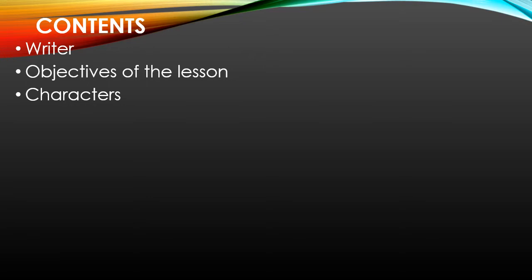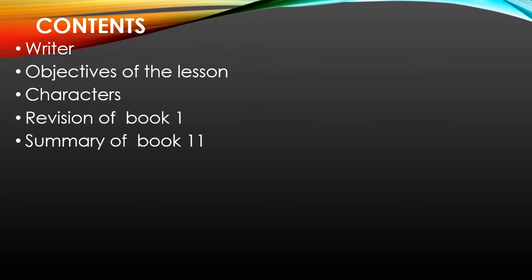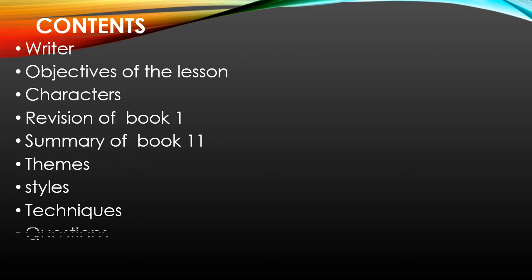Contents: writer, objectives of the lesson, characters, revision of Book 1, summary of Book 2, themes, styles, techniques, questions and further referring.